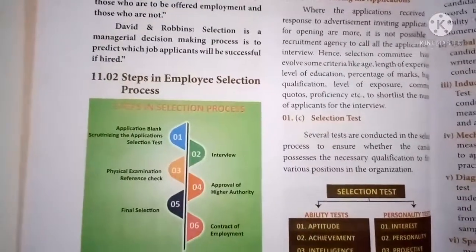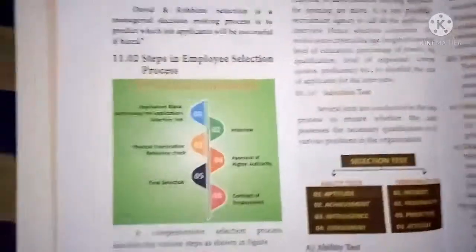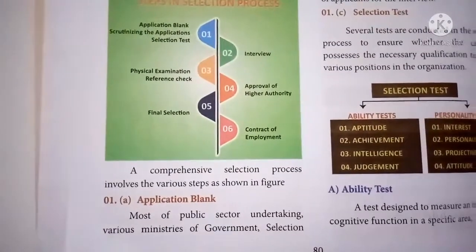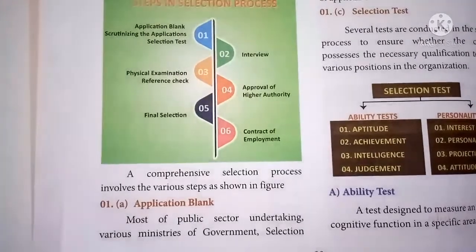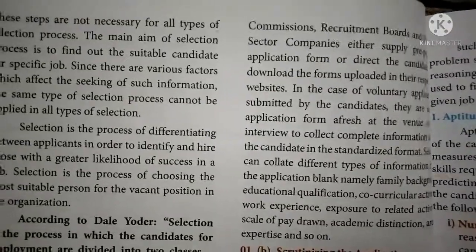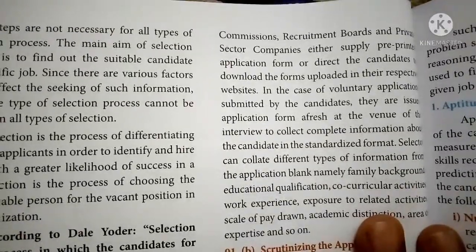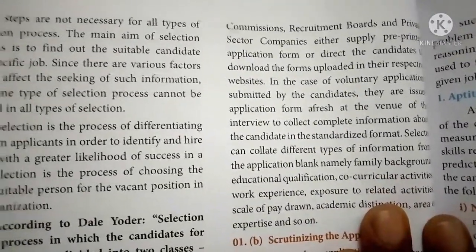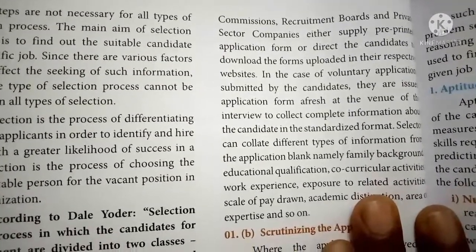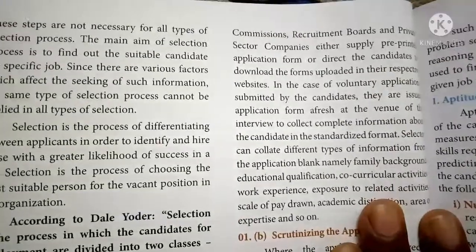Steps in the case of employee selection. That is, the first one is application blank. Most of the public sector undertakings, various ministries of government, selection commissions, recruitment boards and private sector companies either supply pre-printed application forms or direct the candidate to download the forms uploaded in their respective websites. So it is one of the methods of selection of employees through application blank.